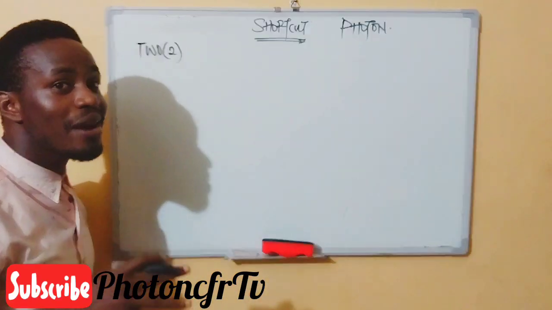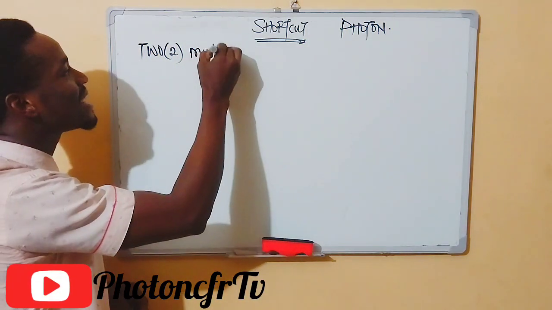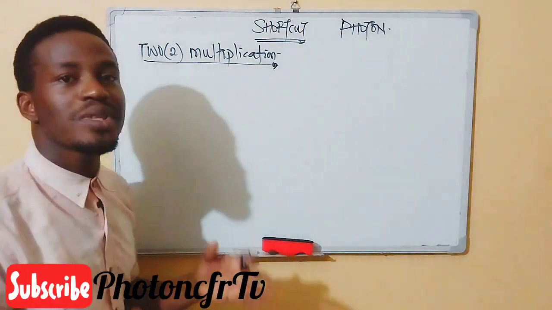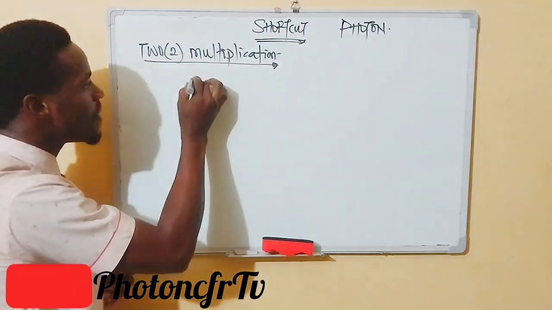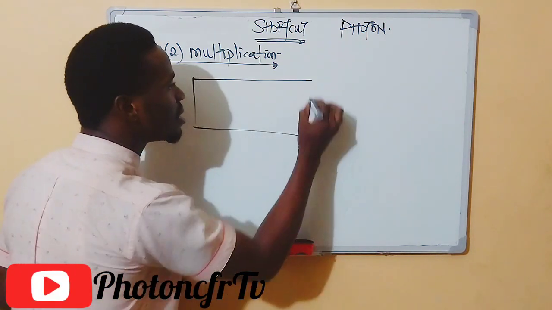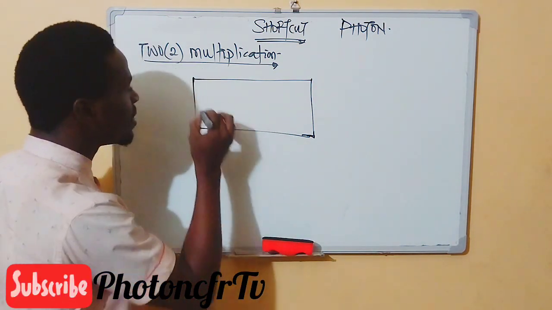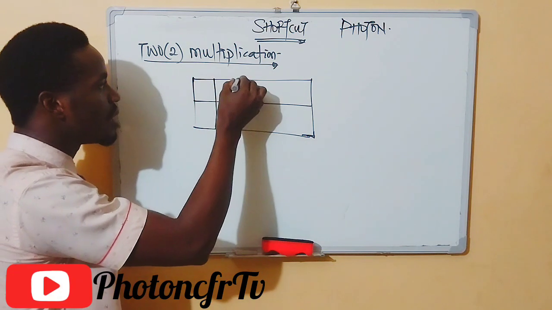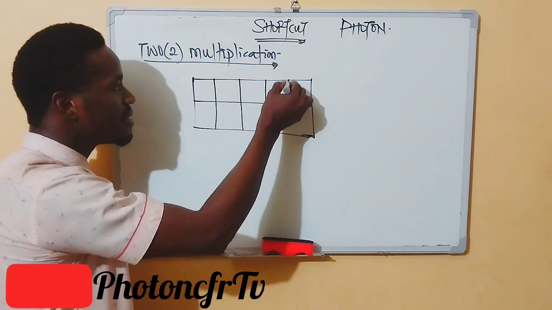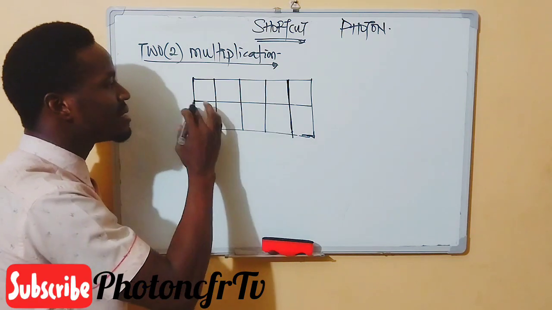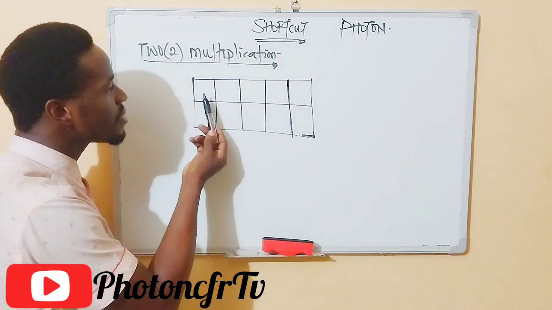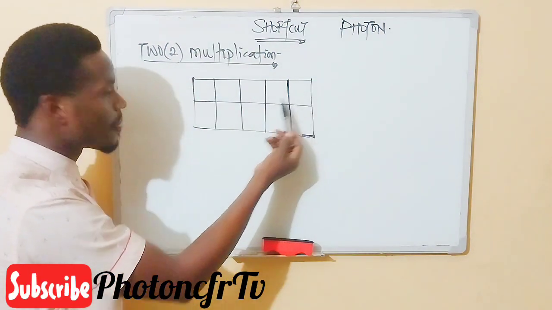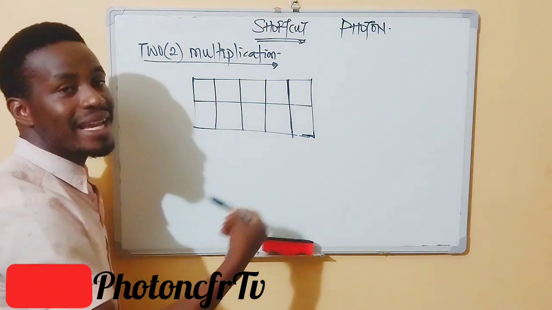Now, I remember back then when I was young, it was more like singing in classes because we couldn't remember these values. So, how do I remember 2 times 1 to 2 times 10? The first thing you're going to do is draw a rectangular box. You're going to divide this rectangular box into 2 parts. You're going to do this with 4 vertical lines and 3 horizontal lines. The first one is called the first row, and this is called the second row. So how do I get my 2 times 1 to 10?